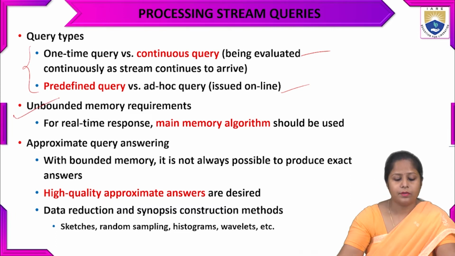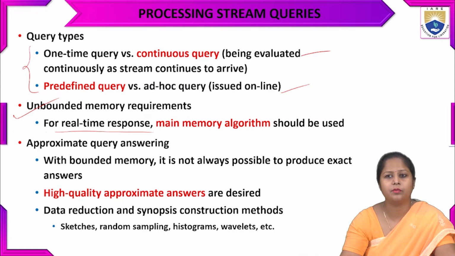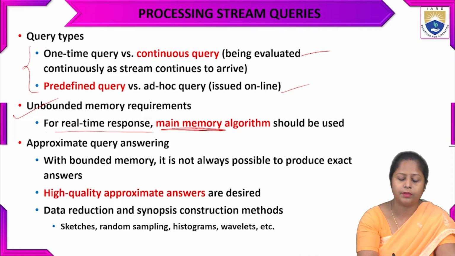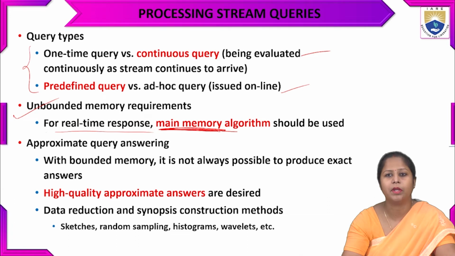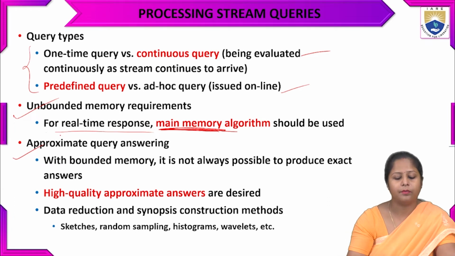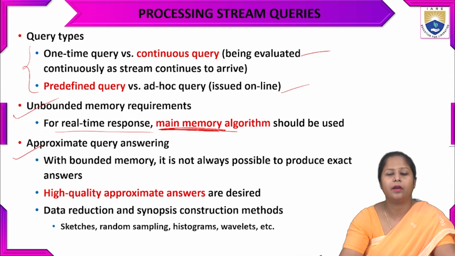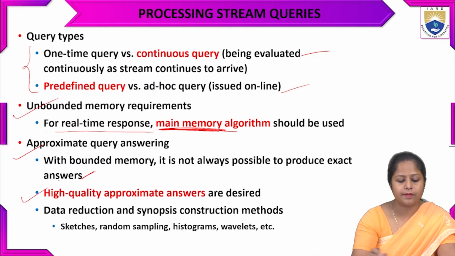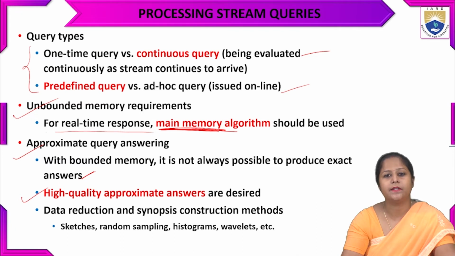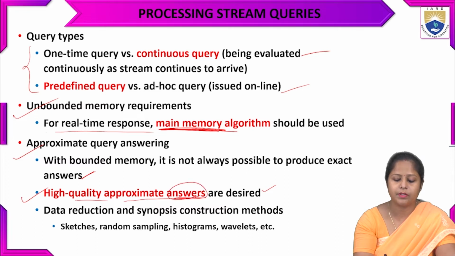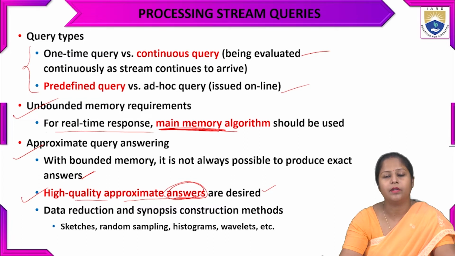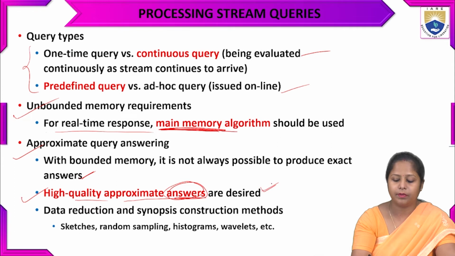Unbounded memory requirement: for real-time response, a main memory algorithm should be used. We are using main memory for all the processing, so main memory algorithms will be used. Approximate query answering: with bounded memory, it is not always possible to produce exact answers. Because we have only main memory, we will not be able to get the exact answer for the query, so approximate query answering will be needed. High quality approximate answers will be desired, because the query will not always be processed to produce exact answers. That is also a challenge.